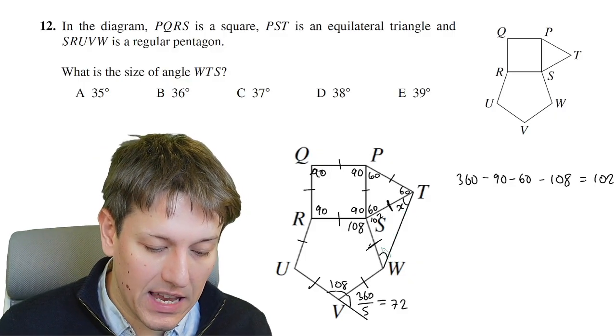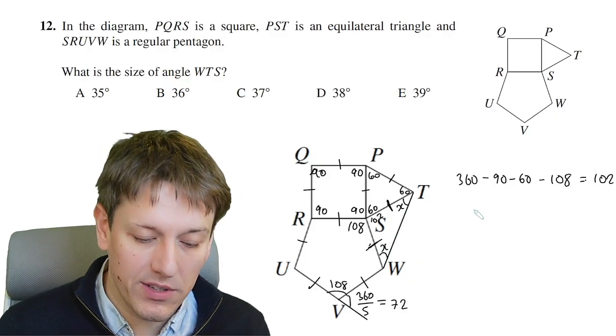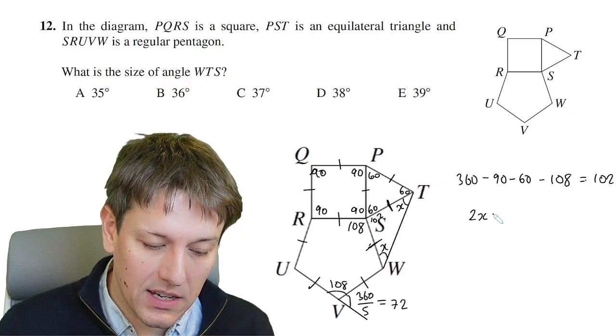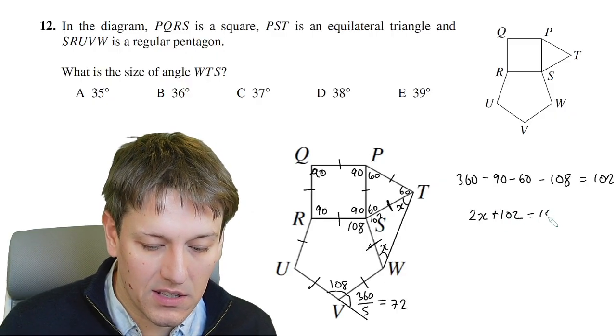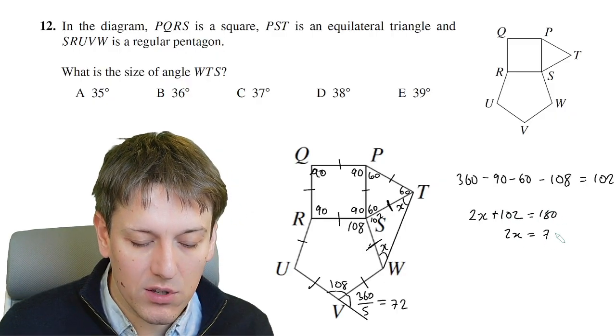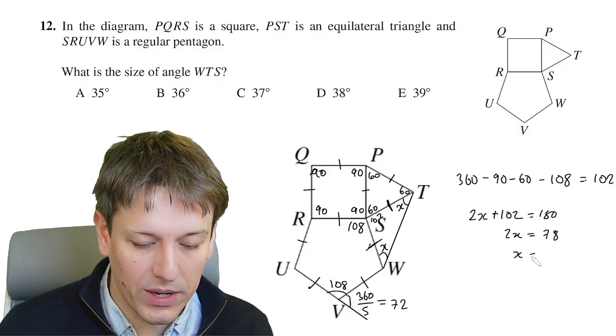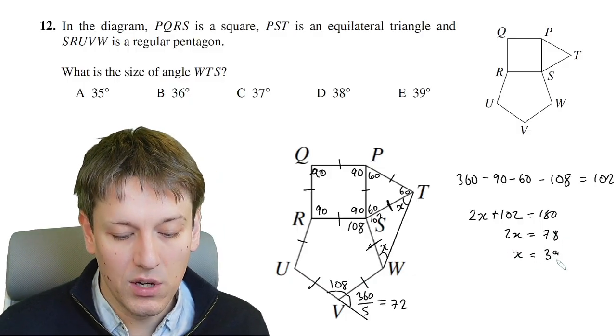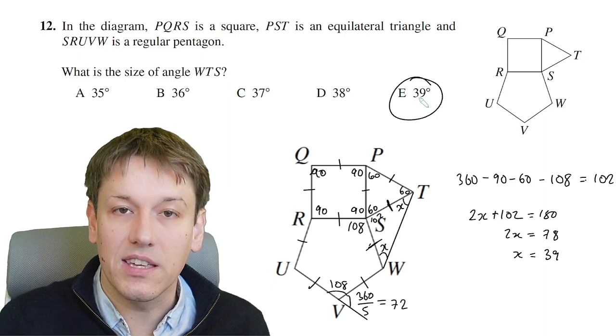So if this angle here is x, then this one is also x, and that's what we want. So we want 2x plus 102 is 180. So we'll have that 2 times x is 78, and the angle that we're looking for is 78 divided by 2, which is 39 degrees, and so the answer here is E.